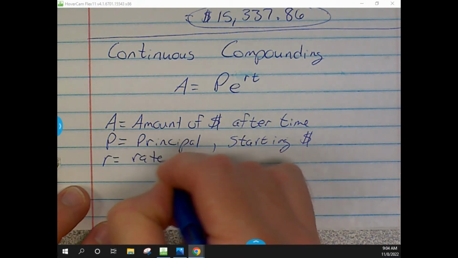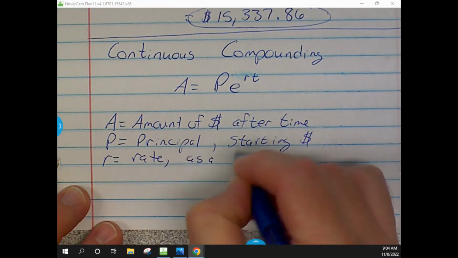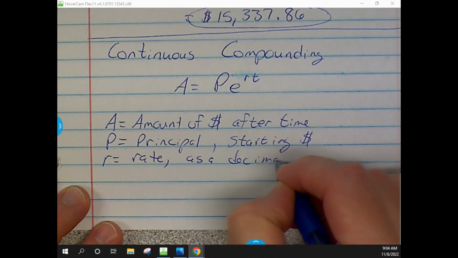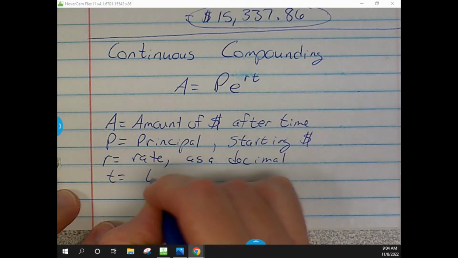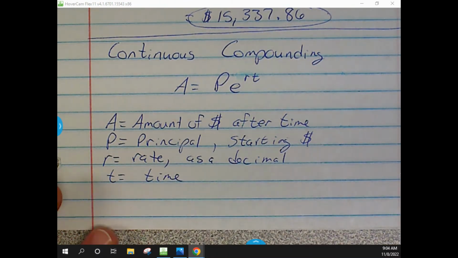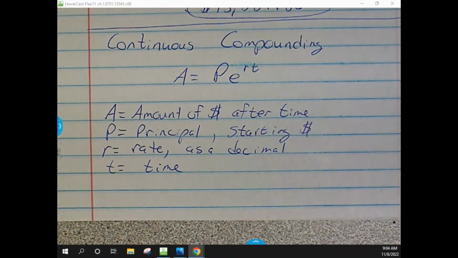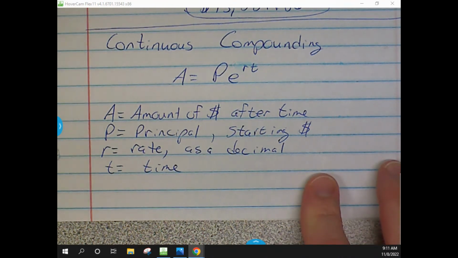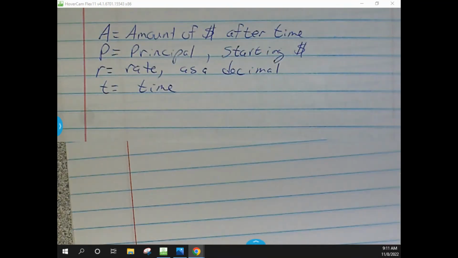R is your rate as a decimal. And T is time. All right, so for this one, let's give you some numbers so we can run through this, and we'll show you which button you're going to use on your calculator here.